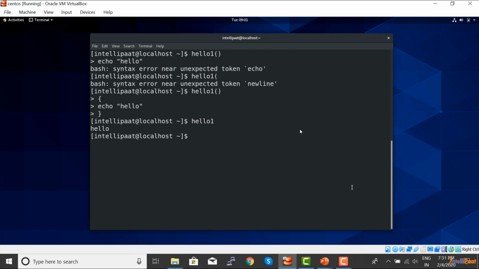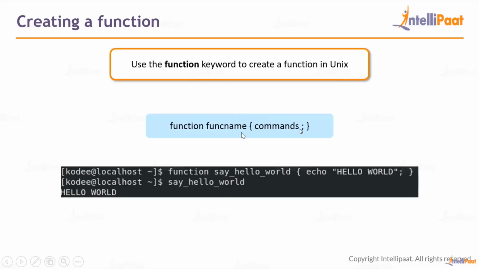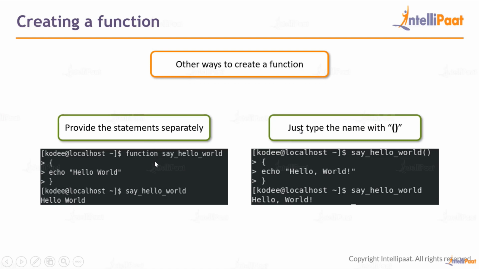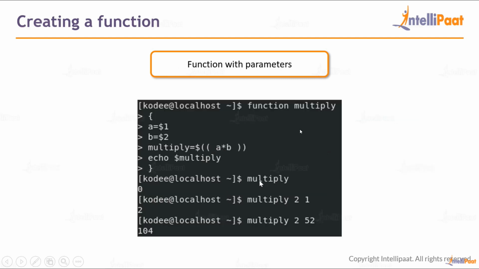So there are multiple ways of creating a function. One is this, where we can provide it in the same line. Second, you can provide this statement separately for your better understanding. And then you can also use this particular method, that is open and close brackets together, to tell it is a function, and you will get the space where you can enter your function's commands. So this is how you create it.